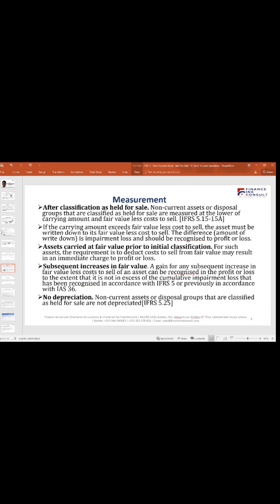Now let's talk about measurement. After classification as held for sale, non-current assets or disposal groups that are classified as held for sale are measured at the lower of carrying amount and fair value less cost to sell.